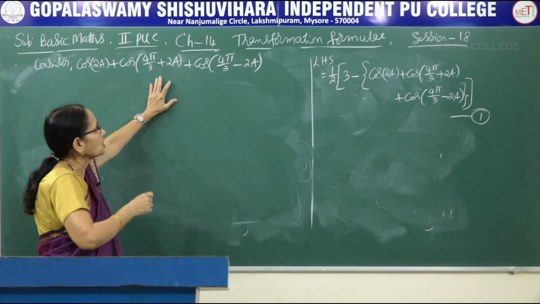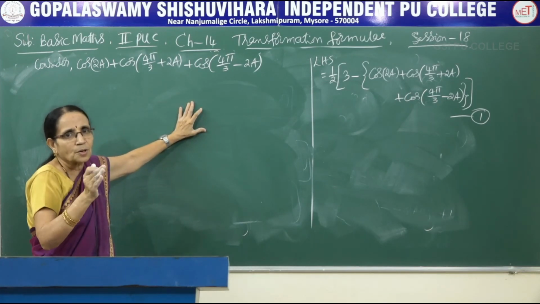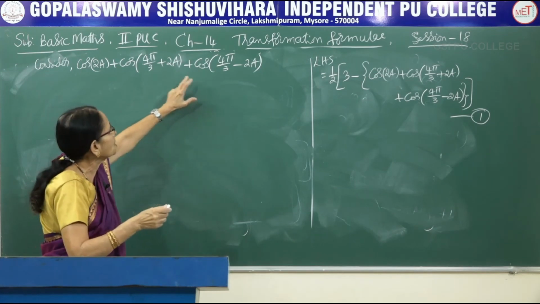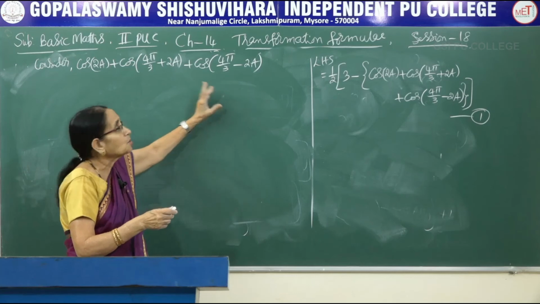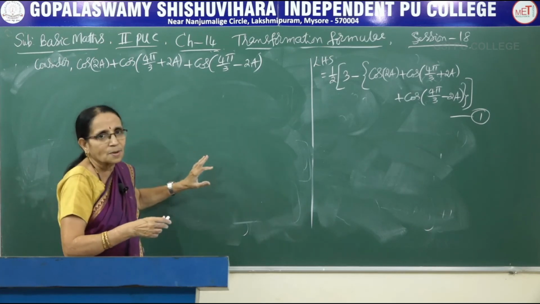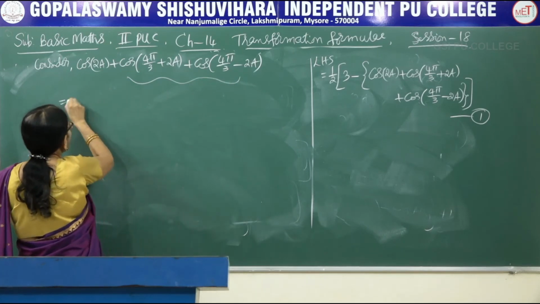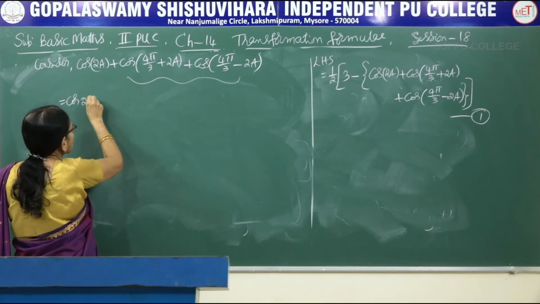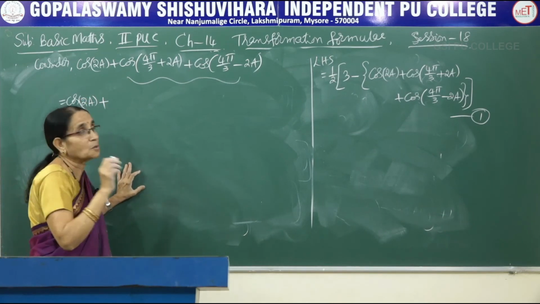Look at this one. See, when you apply the formula cos of C plus D by 2, we are adding first, then C minus D. Take these 2 angles. When you add them, 2a cancels. When you subtract them, 4 pi by 3 cancels. So better you take these 2, keeping that cos of 2a as it is. That will help us to solve the problem in an easier way.